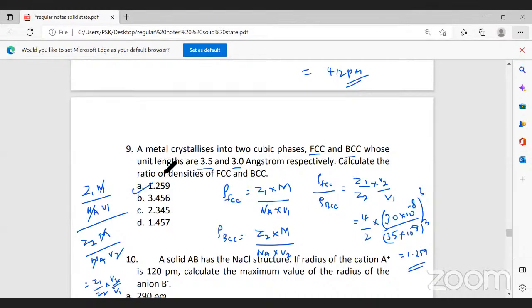Sir, one doubt. Tell me. Sir, Z1 into M divided by Avogadro number into A power 3 should come, no sir?